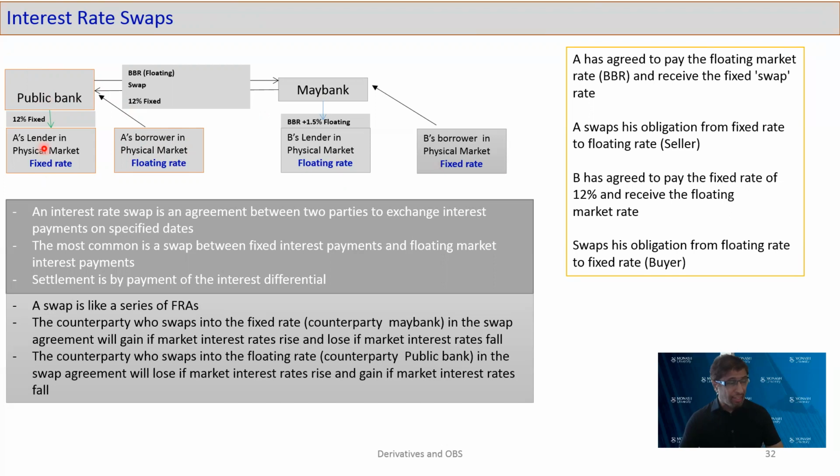So by this swapping, Public Bank, on the two sides, receives floating rate, not from his borrower, because he is swapping. He is receiving fixed rate and paying fixed rate. Same thing happens to Maybank. He will receive the floating rate coming from the borrower. And as I told you before, he will give the fixed rate. So at the end of the day, he is receiving floating rate and paying floating rate. Problem is solved for both banks. This is how the swap works.